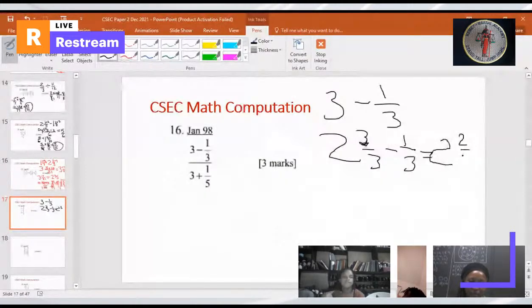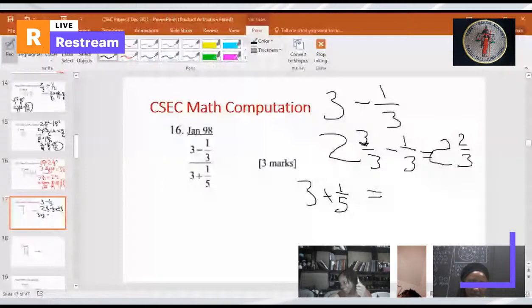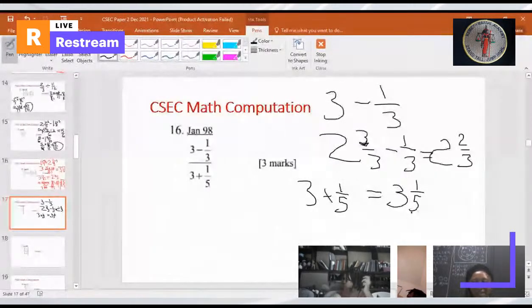Yes, Miss. For the denominator, 3 plus 1/5. We're going to change the 3 to 2 and 5... no, we can just add those. Oh yeah, we can just add, so that's 3 and 1/5. So now we're going to divide this by this. So this line here tells us we're dividing this answer by this answer.